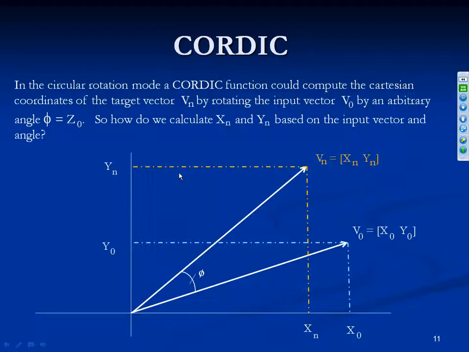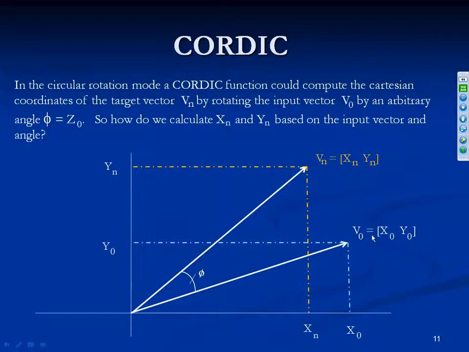So, in what's called the circular rotation mode, a CORDIC function could compute the Cartesian coordinates of a target vector v sub n. Okay, here's our target vector v sub n right here, by rotating the input vector v sub 0, this one, by an arbitrary angle, theta. So this is just a CORDIC function in general, and we'll talk about how we're going to apply it to our application later on, but you first need to understand how to create these CORDIC functions.